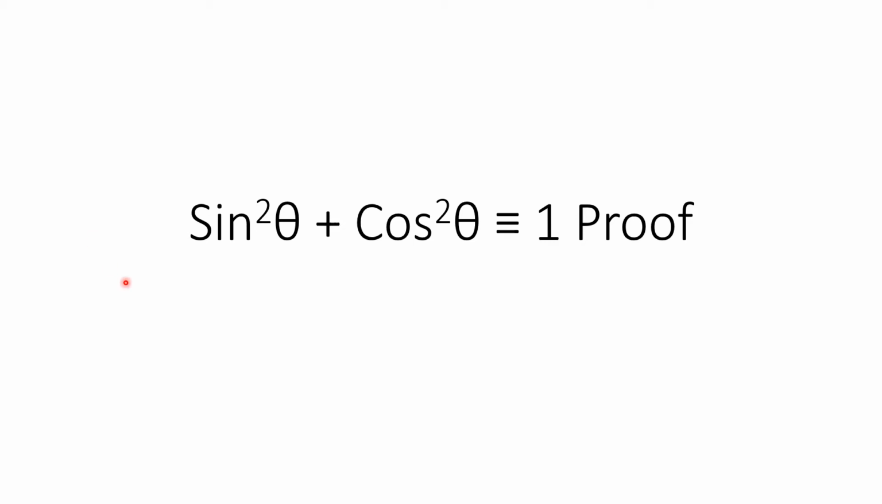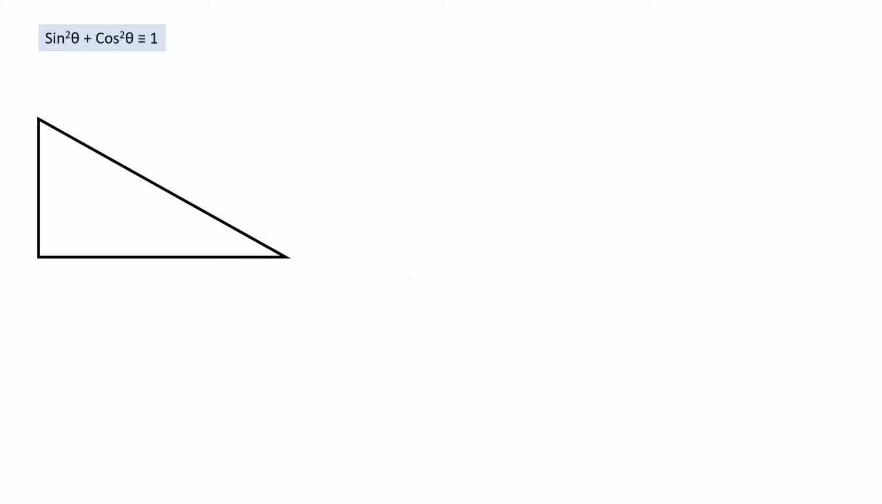Welcome back. In this video, we will prove the second trigonometry identity we saw in the previous video, which is sin square theta plus cos square theta equivalent to 1. To prove this one, we need a right angle triangle. So we have a right angle triangle. Let me denote this angle as theta, and this is 90 degrees.